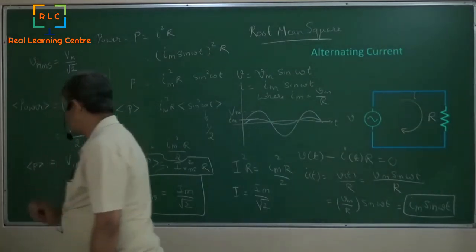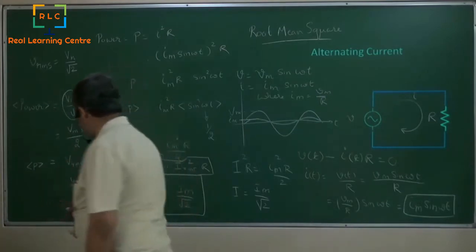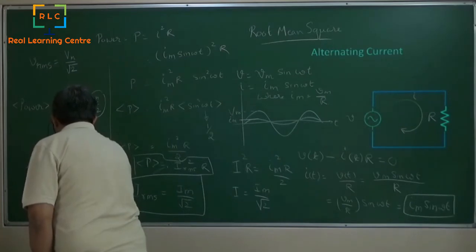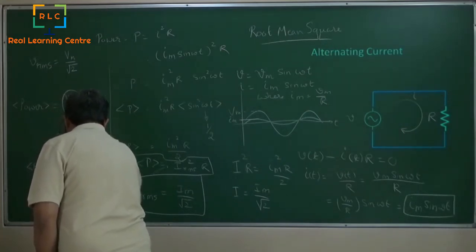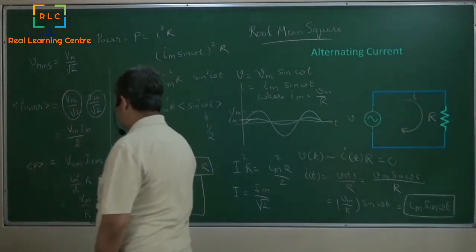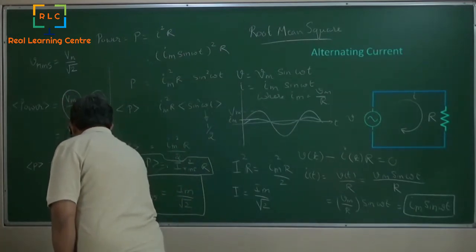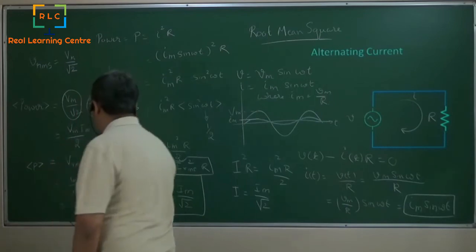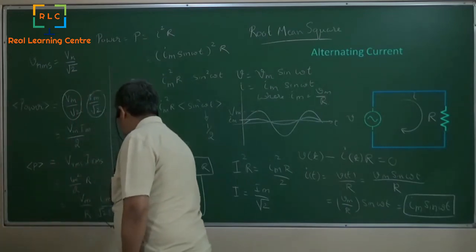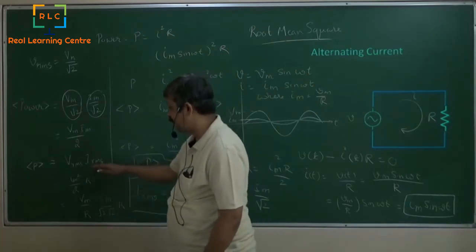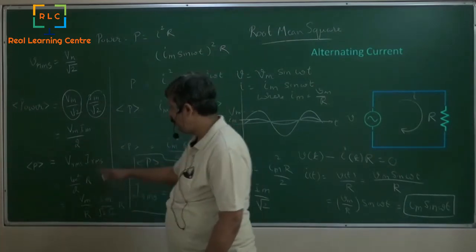So we will take one of the Im as Vm by R, and another Im we will keep as it is, and we'll keep the two as root 2 and root 2 separate, and this R we keep as it is. So you see what I did. I just wanted to show you that this is same as this. So how am I showing that?